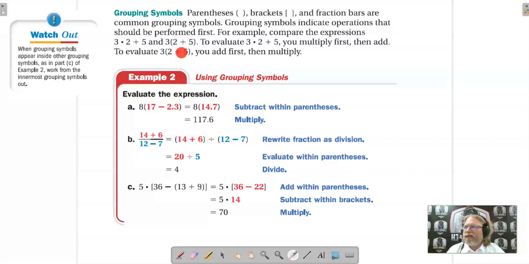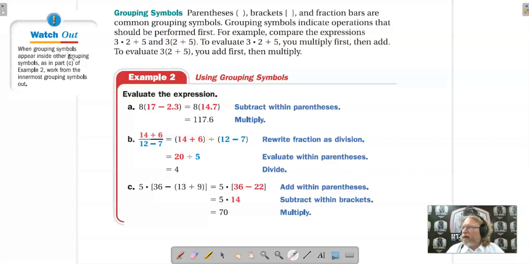Well, 2 plus 5 is 7, and 7 times 3 is 21. So the first example here has a value of 6, whereas the second one, same numbers, same operations, just a different order of doing them, produces a result of 21. So it does make a difference.